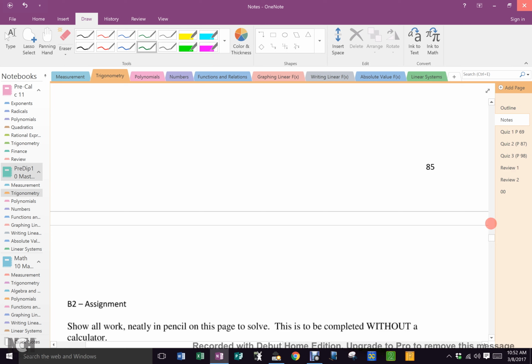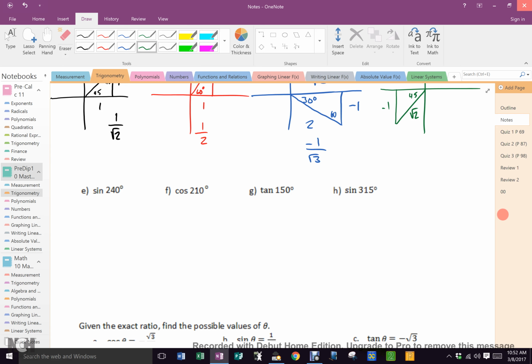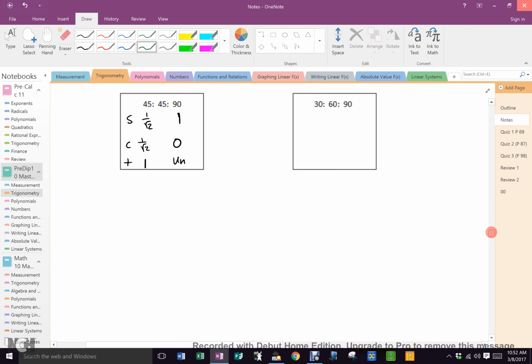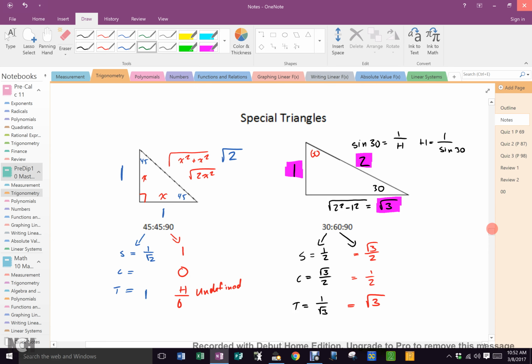Good? Everybody cool? Now, remember, 45, 45, 90 is pretty easy to work with, right? But the 30, 60, 90 gets funky. So I highly recommend having a very good look at this. 1 is opposite 30. Always.